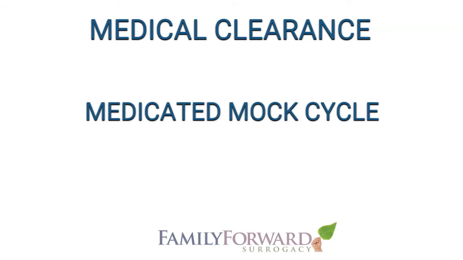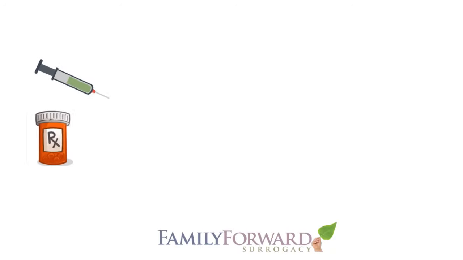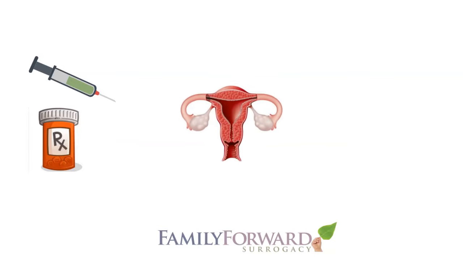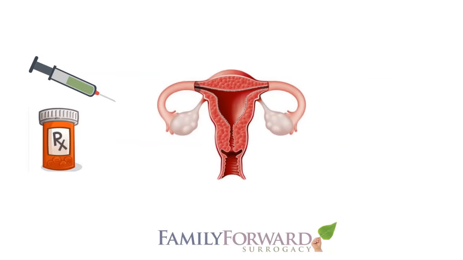The final element of medical clearance is the medicated mock cycle. When you go home from the clinic visit, you will be prescribed hormonal medications that you'll take over a period of a few weeks. These medications should cause the lining of your uterus to thicken and become a good environment for an embryo to implant.